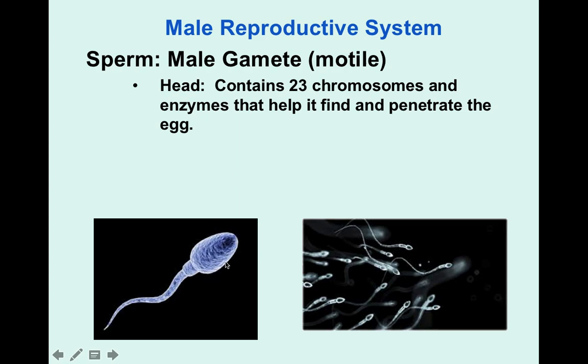The first is the head. This is the part of the gamete that contains the nucleus with the 23 chromosomes. Remember we learned about haploid and diploid. Sperm cells are haploid. They only have half the number of chromosomes. So for humans, that's 23. Also inside this head there are enzymes. The enzymes are like a navigation system that will help the sperm find its way out of the body into the females and hopefully eventually to the egg.